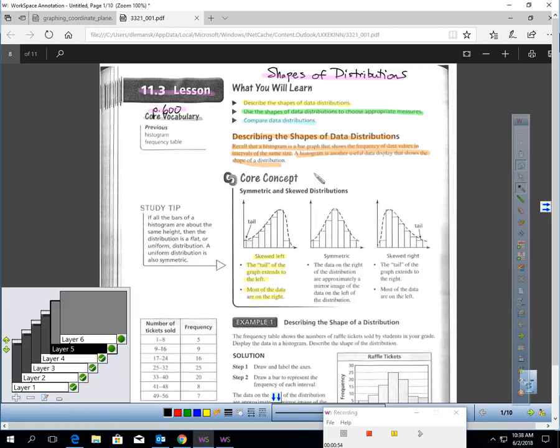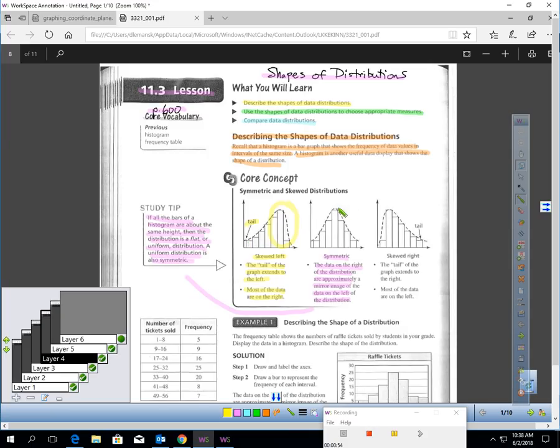Now, when you do a histogram, you could get three pictures. One picture would look like this. This is called skewed left. And the reason we call this skewed left is, as you notice, there's a tail on the left, and most of the data is over here on the right. This is called skewed left.